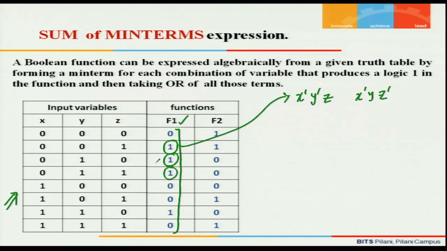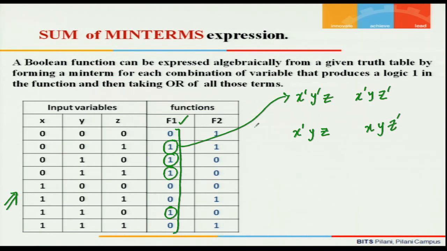Then we have a third entry where x is 0, y is 1, z is 1. We call this x bar y z. And the last entry is x is 1, y is 1, z is 0, x dot y dot z bar.